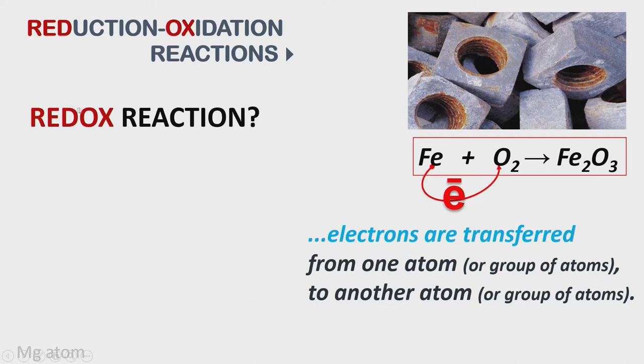So what is a redox reaction? Nothing else but a reaction where electrons are transferred from one atom or group of atoms to another atom. Did you hear that? What is transferred? Transfer means to take from one place to another place. So what is transferred in a redox reaction? Correct, those are electrons. Number two, where are they transferred? Where are they taken to? They're taken from one atom or group, like ions, to another one.